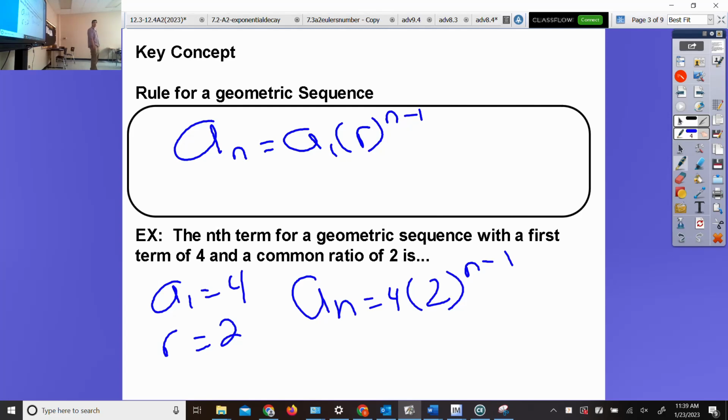You know why last week your notes were 7.1, 7.2, then they jumped to 12.3, 12.4? Because I used to teach this separately. That function right there, 4 times 2 to the n minus 1, what kind of function is that? What were we talking about last week?